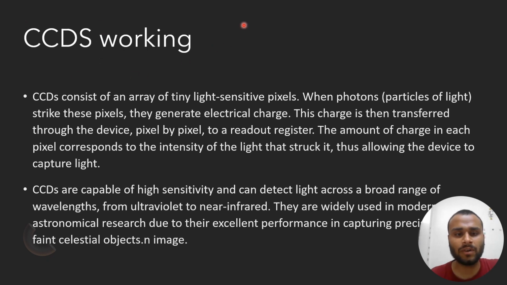In that, in one place we put thousands of pixels. Pixels are very small in size, so putting thousands of pixels in one place will not be that costly. And those pixels are light sensitive, and because of that, when light falls on those pixels, photons interact with them. When the photons fall on these pixels, electric charges are generated. This charge is then transferred pixel by pixel to the readout register. And at this readout register, when the electron charge is detected, we get to know about the properties of the light.